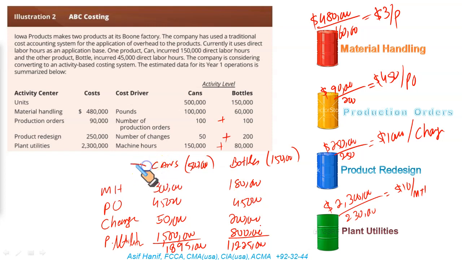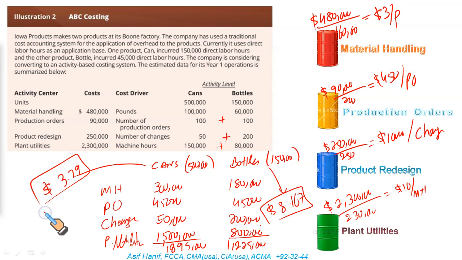So for cans, it's going to be $3.79 per can, and for bottles, it's going to be 8.167. See, what was the previous overhead per unit? That was 4.8. See, can had $4.8 of overheads and bottles also 4.8. The item that should cost less, cans, did cost more, and the item that should cost more cost less under the traditional, volume-based system.